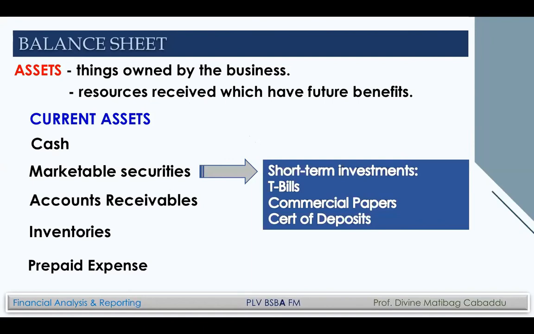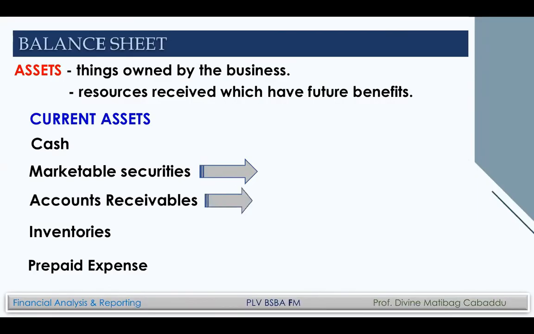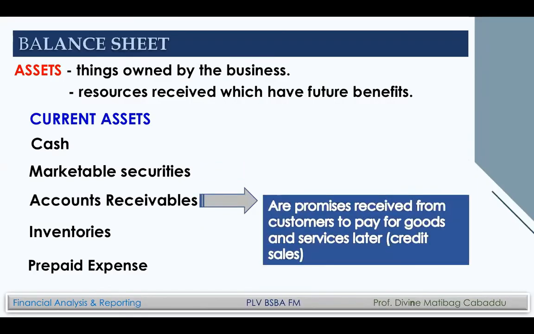So if the company has excess money, pwede siyang magpautang sa government. Pwede mag-invest ang company sa mga commercial papers and of course, certificate of deposits. Accounts receivables, what are these? Ayan, these are promises received from customers to pay for goods and services later. So if, for example, meron ka mga products na naibenta, hindi naman lahat ng naibenta mo ay cash basis. Tama?